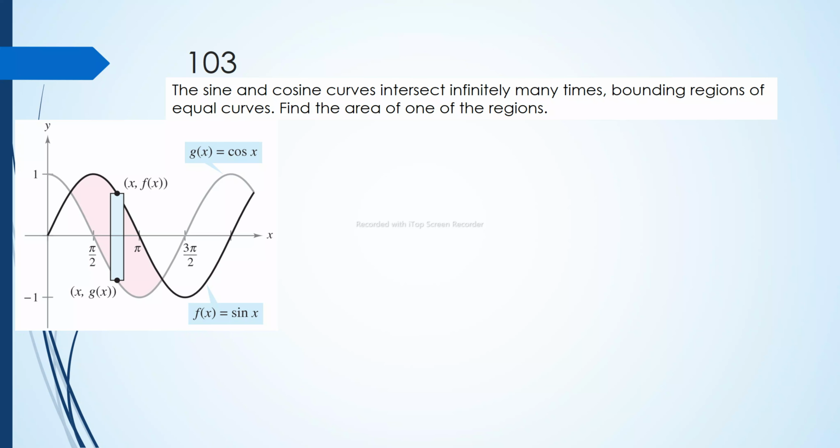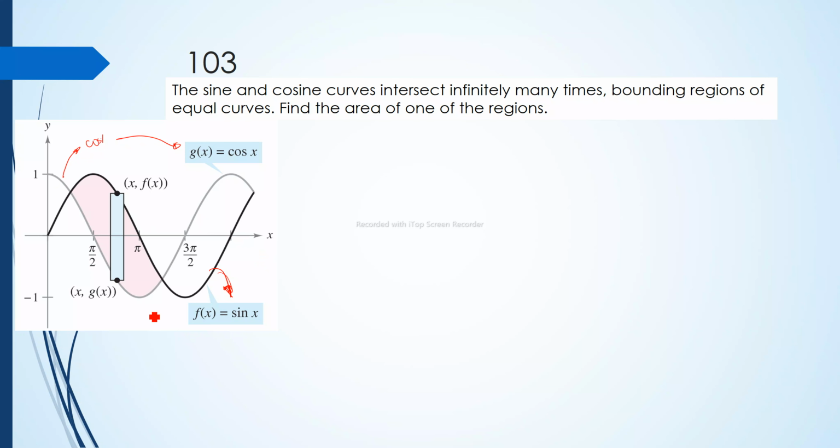For a third example, we have here the sine and cosine curves intersect infinitely many times, bounding regions of equal area. Find the area of one of the regions. Here we have a graph showing the sine curve and the cosine curve. The darker shade one is our sine curve, and the lighter shade here is our cosine curve, represented by g of x.